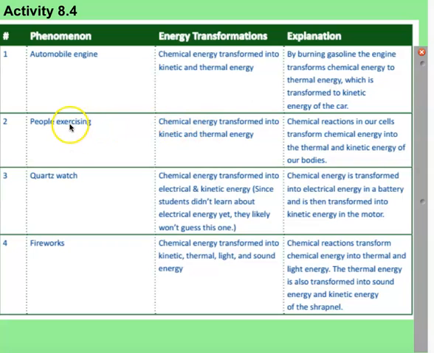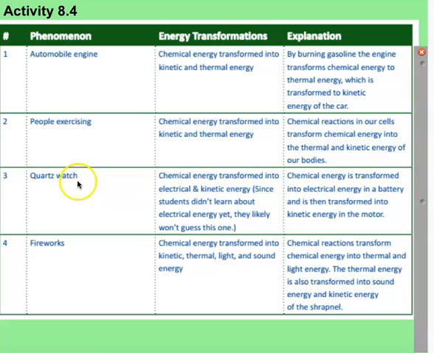How about the people exercising? Well, you definitely have chemical energy transformed into kinetic energy. Definitely have thermal energy. Now, here again, you might say sound energy as you're working through. I think that's a good one to have. Is it going to be chemical energy turning right into sound energy? Probably not. Probably going to be chemical energy into kinetic energy, and kinetic energy into sound energy. So again, chemical reactions in your body are creating the energy to move. It's going to create that heat as well.